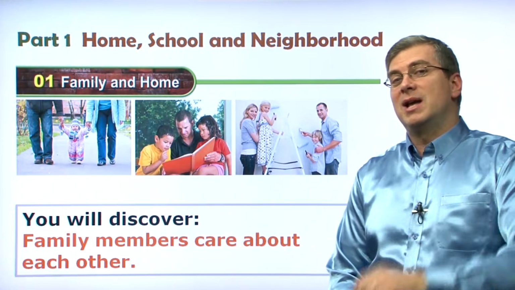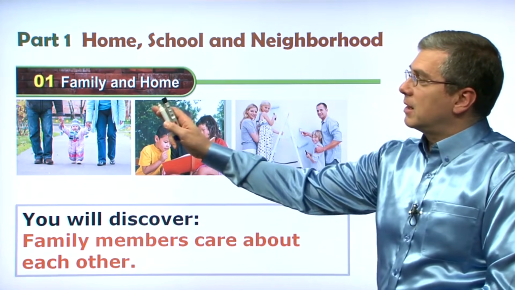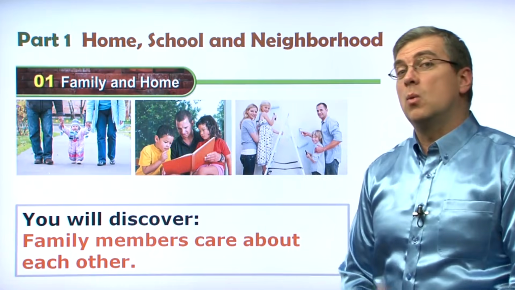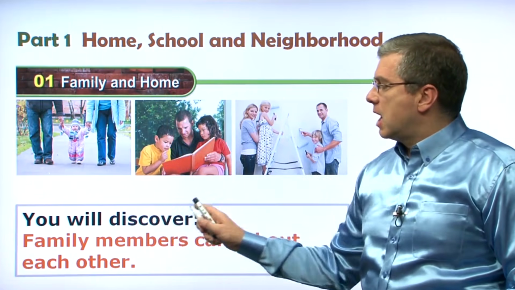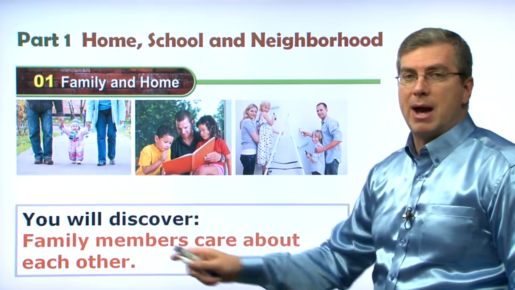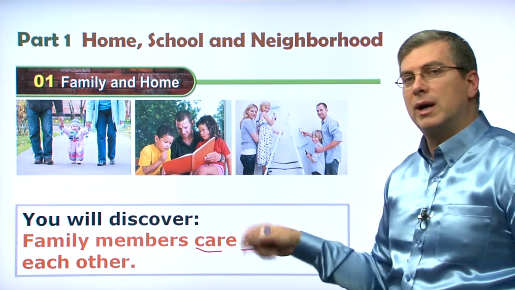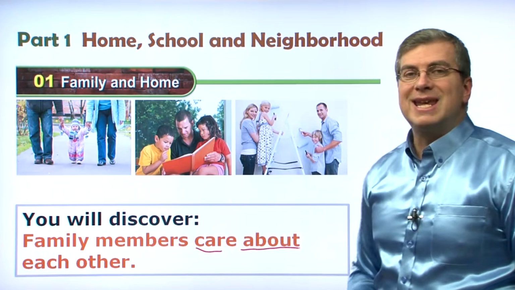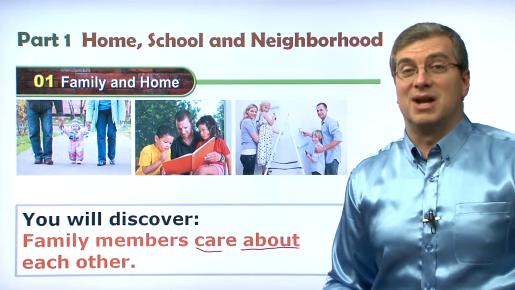We're on Lesson 1 in the Social Studies book. Let's take a look here. We're talking about Lesson 1, Family and Home. In this unit, what will you discover? What are we going to study? We're going to discover family members care about each other. Care about. We'll talk about that a little bit more as one of the vocabulary words. Family members care about each other. Of course, family members care about each other. Family members love each other.